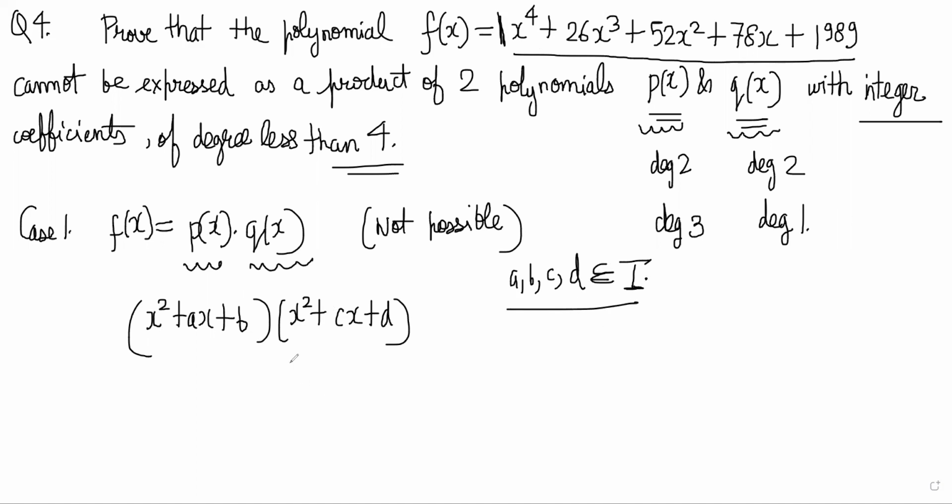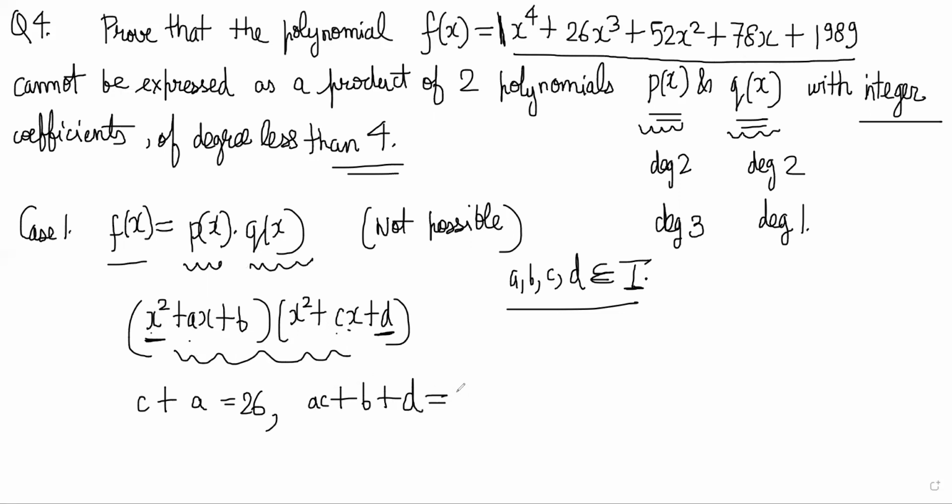Now obviously, if f(x) is equal to this, then all the coefficients must match after multiplying. So what is the x cube coefficient when we multiply these two? You will get c plus a, so c plus a should be 26. What is the x square term? It will be ac plus b plus d, which should be equal to 52. The x term would be ad plus bc, which should be 78. And finally, bd should be equal to 1989.